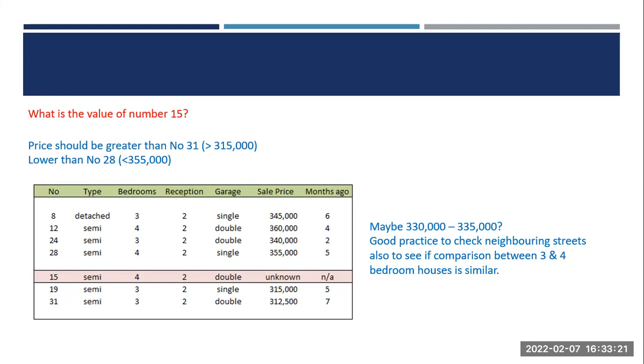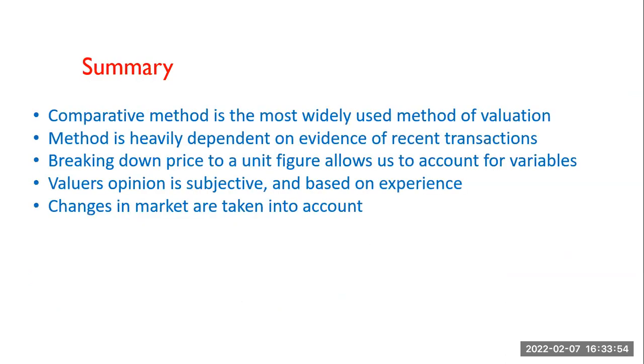A good practice is to also check neighbouring streets that go beyond just the evidence we have, and also to see if the comparison in other places between 3-bedroom and 4-bedroom houses is similar. If we can see on other roads there's a 10% difference, say, for having an extra bedroom, then we can probably safely apply that here and be quite confident in our thought process. And anybody who challenged us or argued with us, we'd be able to explain the thought process, and that would give some confidence to them, or perhaps to the bank.